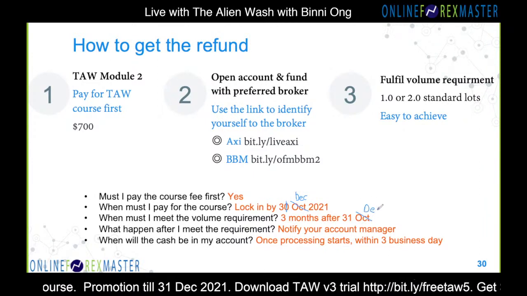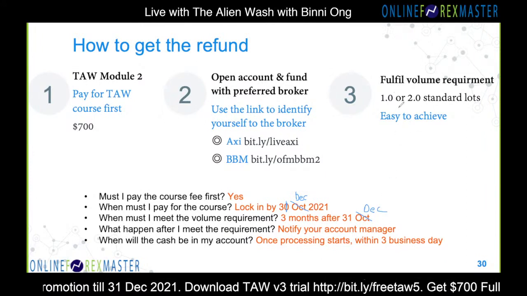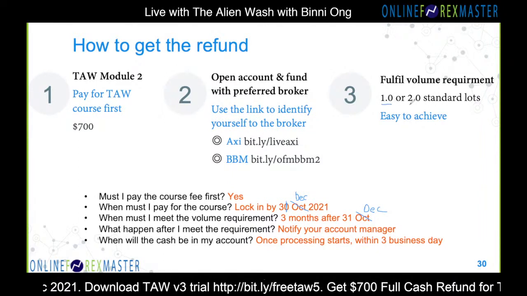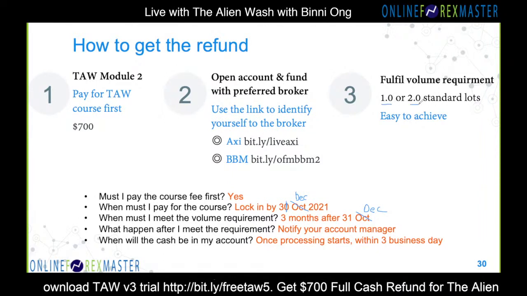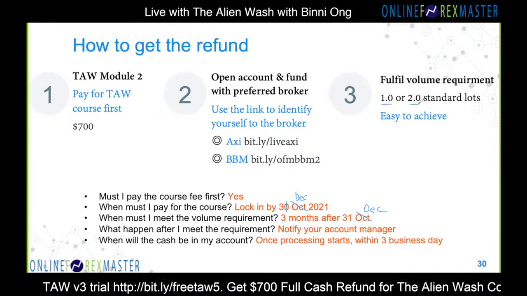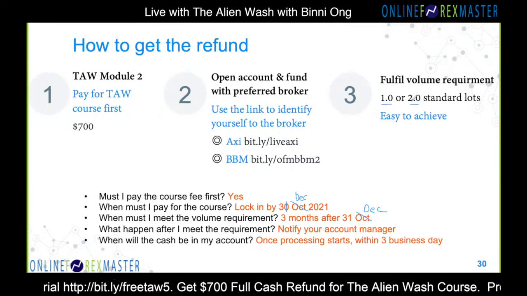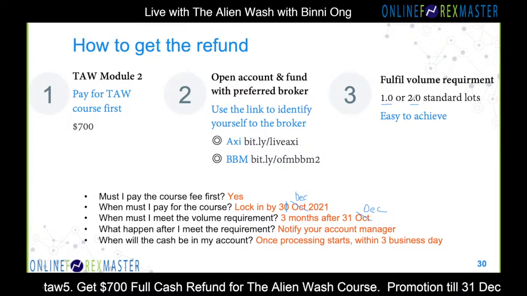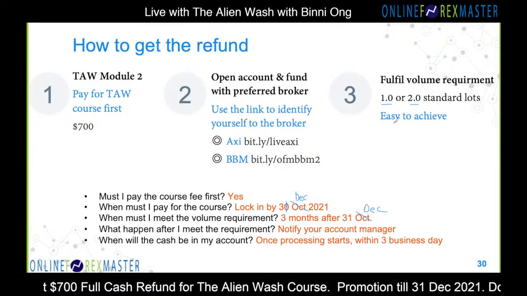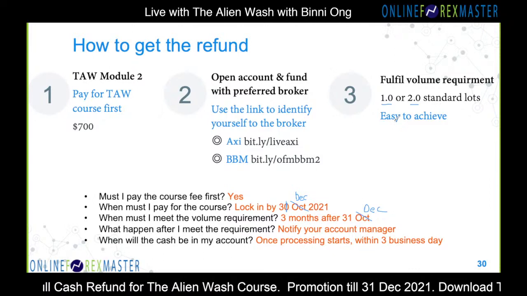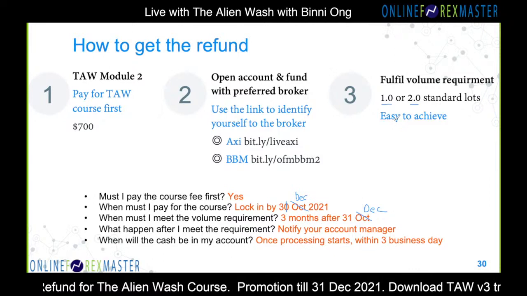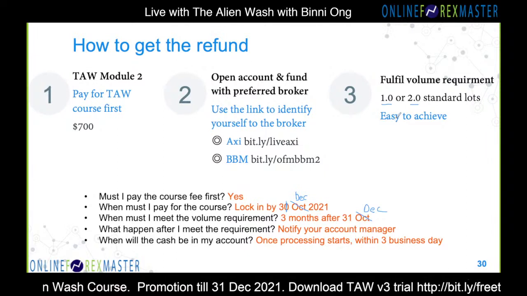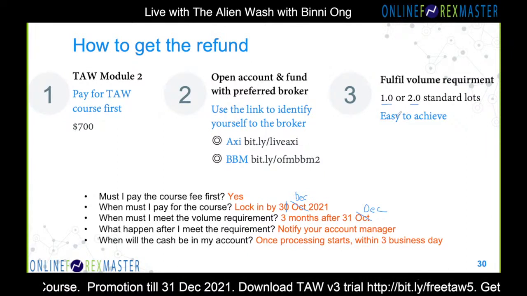The volume requirement means that in order for the broker to pay that $700, you need to trade one or two standard lots. It is not tough to achieve that. If you don't mind losing the spread, you could open and close immediately and fulfill the lot size already, meaning open and close the euro dollar, which has the tighter spreads. Open, close immediately, you lose the spread of 7 USD or 10 or maybe 15, and then you're going to get the $700 cash.